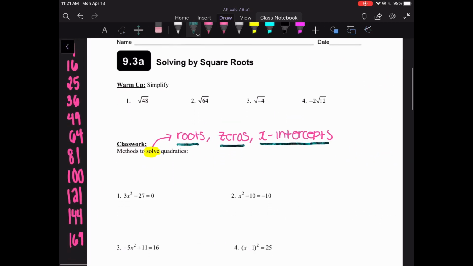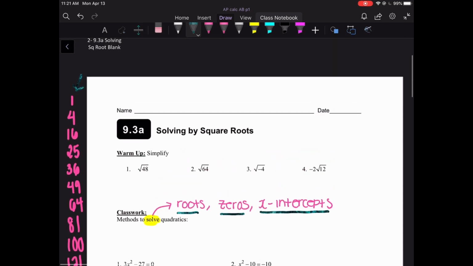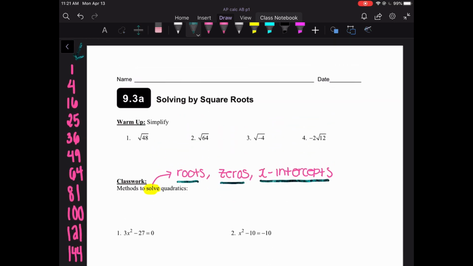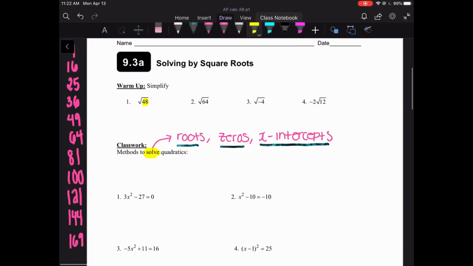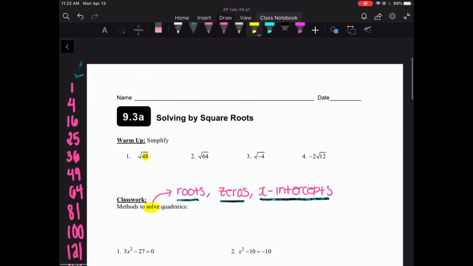1, 4, 16, 25, etc. Because that's going to be helpful when you guys solve these problems. So the first step is to look at the number inside your square root and check if it's a perfect square that falls on this list. So 48 does not fall on the list. If it does, you know your answer is not going to have a square root symbol because it's perfect and your answer would just be whatever that square root is.